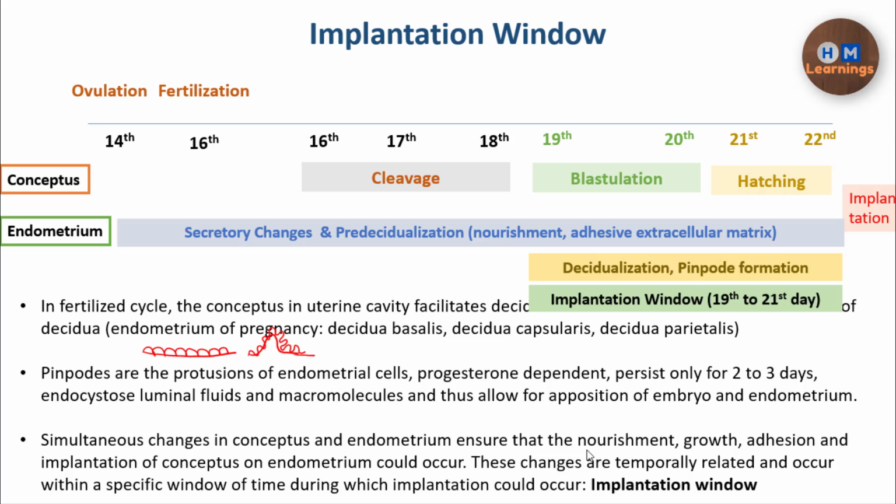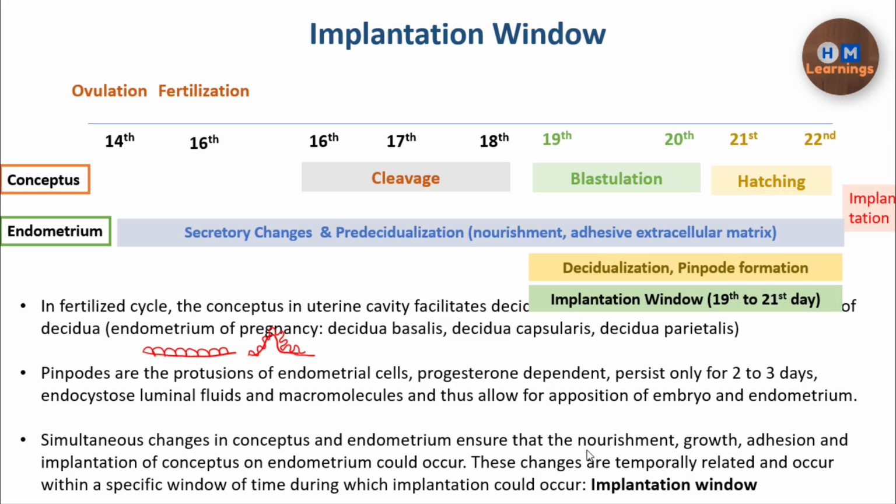In the case of cycles with assisted reproductive techniques, the implantation window could differ. In the normal cycle, it is the duration of the 19th to 21st day. So by the 22nd day we are hoping that if fertilization has happened, the implantation is also going to be completed, and then there is the beginning of the pregnancy.